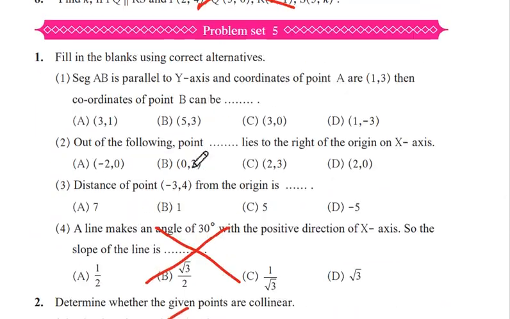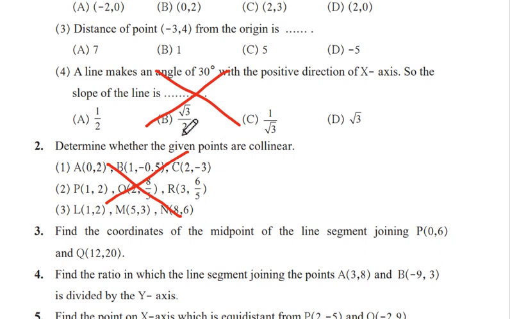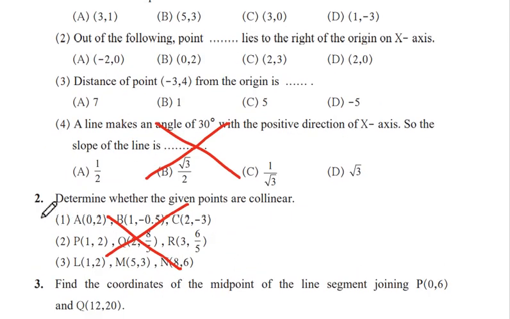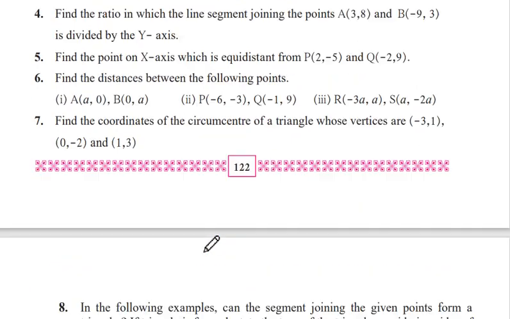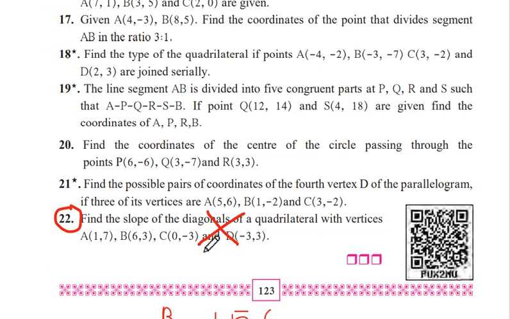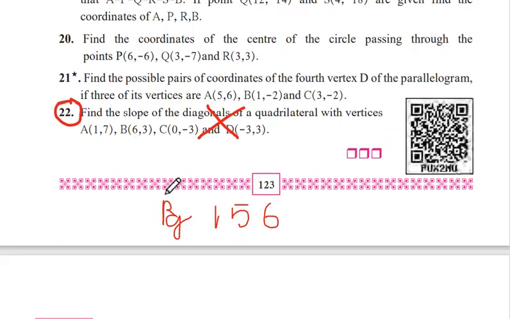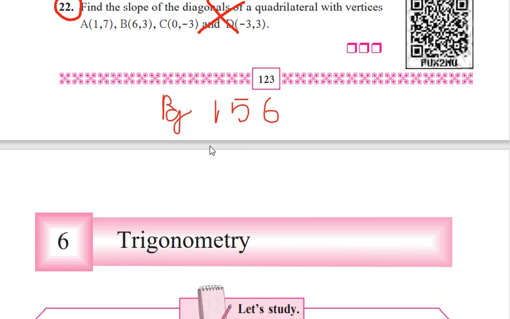Then on page number 122, problem set 5: main question 1, the fourth one, the MCQ fourth question, and main question 2, all three, where you have to prove whether the points are collinear or not. That is also not there for the problem set. Now next we go to page number 123. On page 123, the 9th and 10th ones, and the 22nd. These are the sums that have been reduced in the chapter Co-ordinate Geometry.